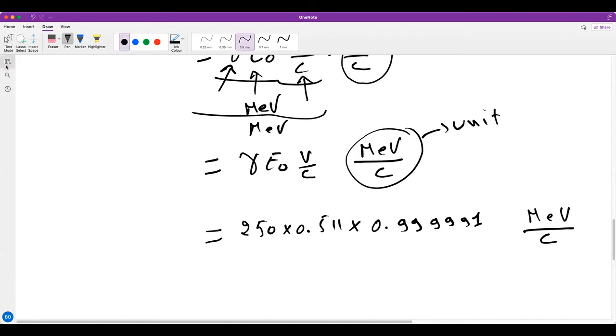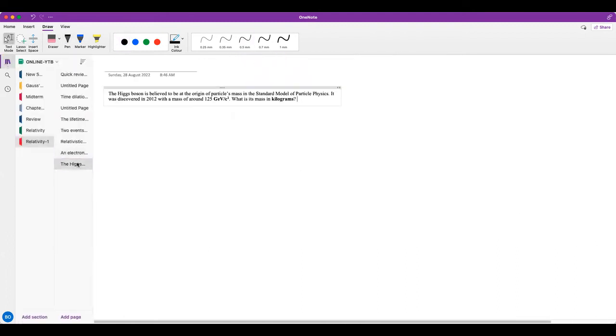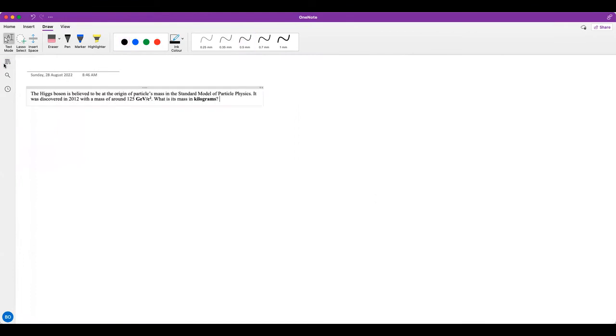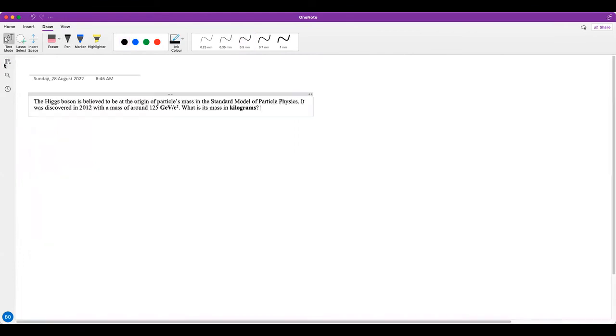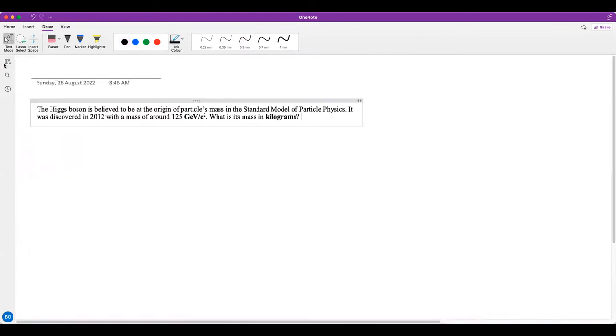Let's go to another exercise, this one. The Higgs boson is believed to be at the origin of particles' mass in the standard model of particle physics. It was discovered in 2012. It was detected in the Large Hadron Collider with a mass of around 125 GeV per c squared. What is its mass in kilogram? So this is a very interesting question.